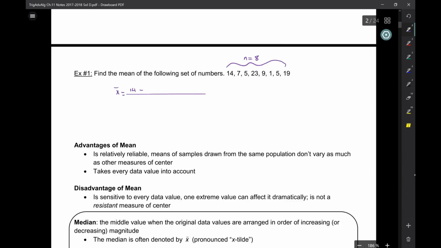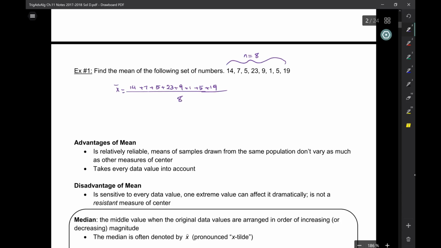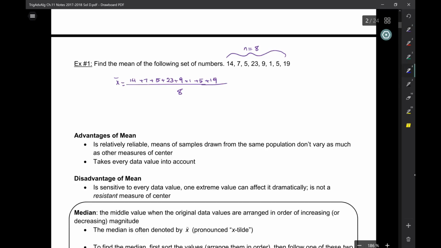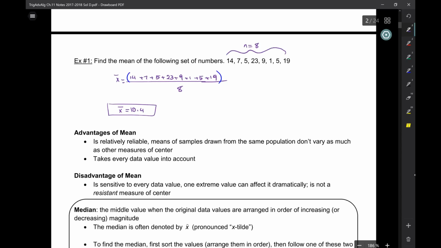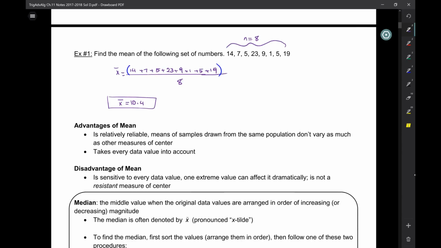So we're going to do 14 plus 7 plus 5 plus 23, 9, 1, 5, 19 over 8. A piece of advice: if you're plugging this into your calculator, what do you also have to include? Parentheses, right, around this whole thing. So X bar is 10.4. That's the average. If these were quiz scores out of 20, this is it.